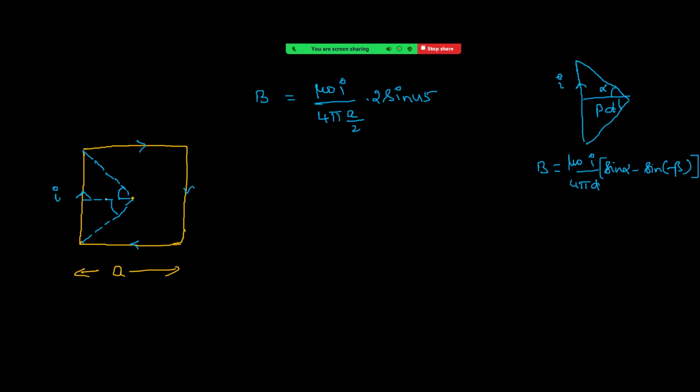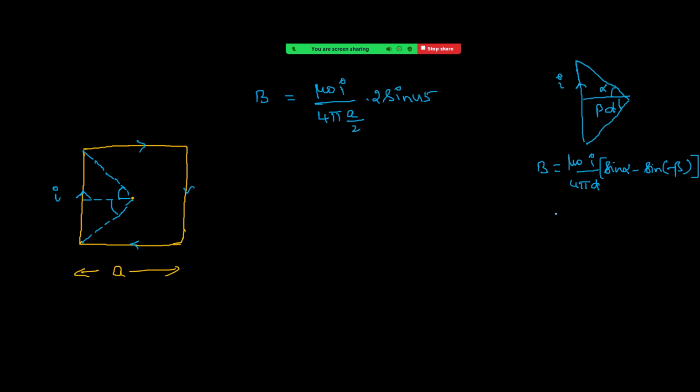Otherwise, we can get the direction this way: take your right hand, keep the thumb along the current. Now curl the fingers. Now the fingers are curling into this board, right? That means the field is into the board at this location. Or you can say, to the right of this wire it is into the board, and to the left of this wire it is out of the board.